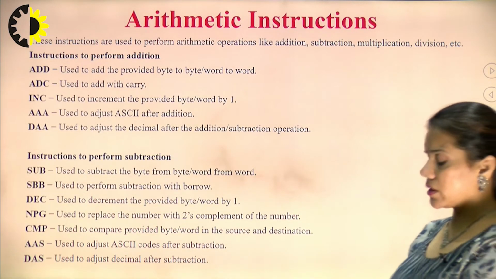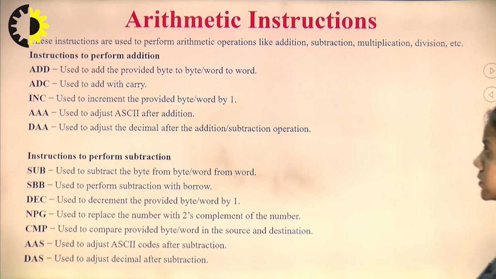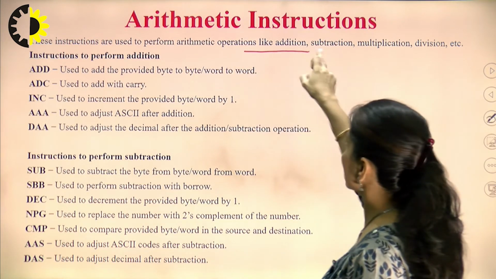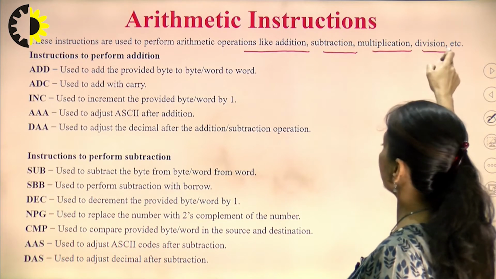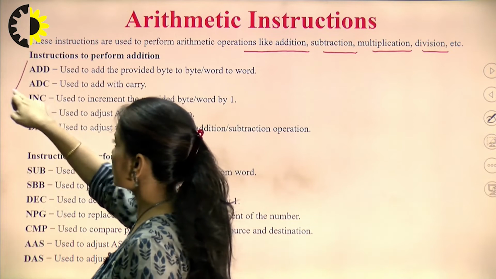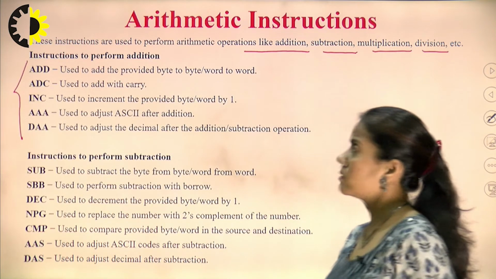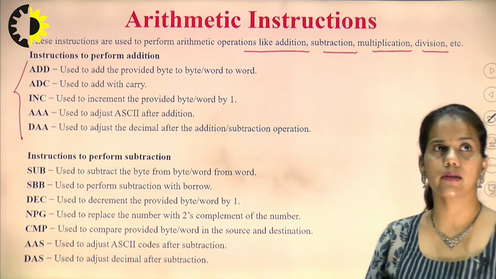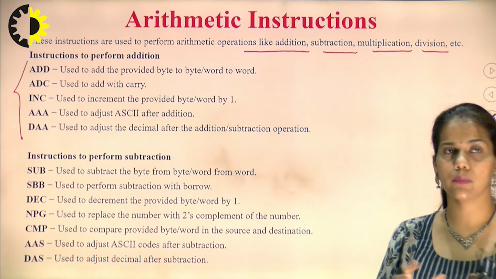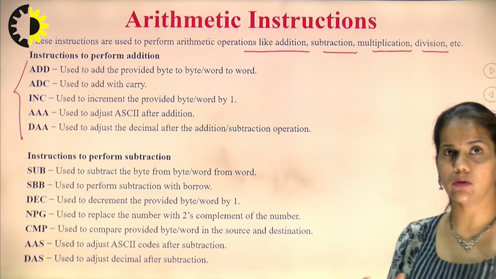Now we come to the next category, that is the arithmetic instructions. These are used to perform arithmetic operations like addition, subtraction, multiplication, division. So these are the instructions used to perform the addition. The very basic instruction in this category is ADD. It is used to add the provided bytes to the word or the byte to byte or the word to word.